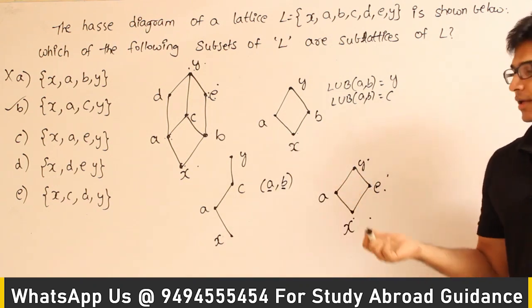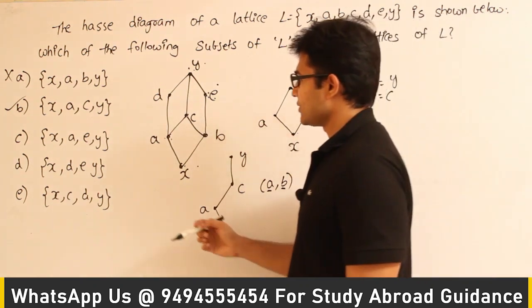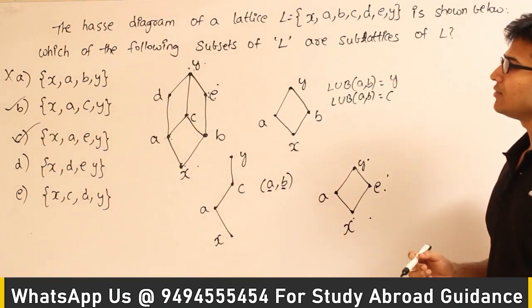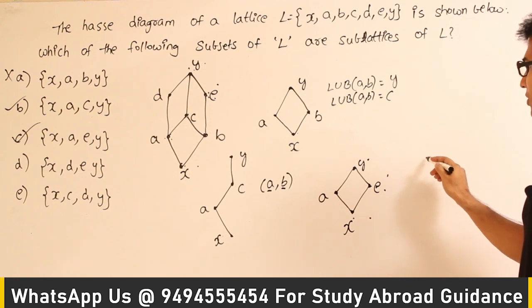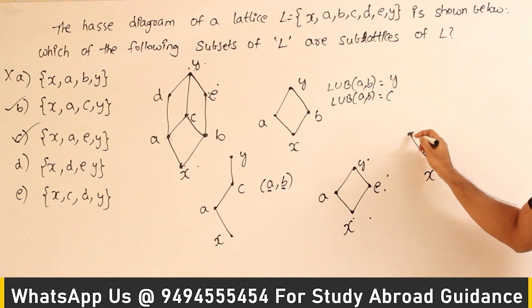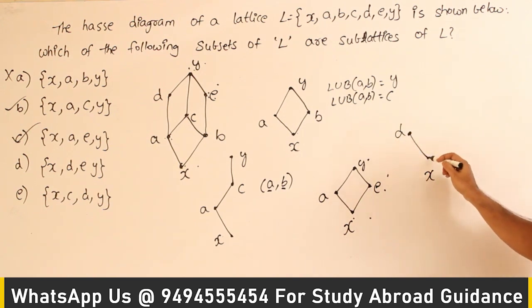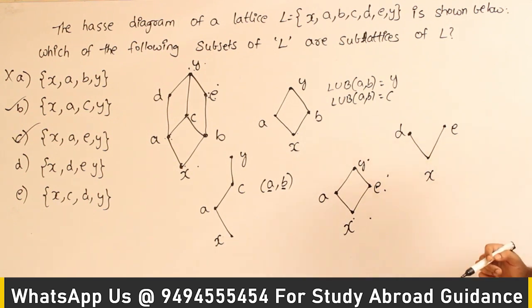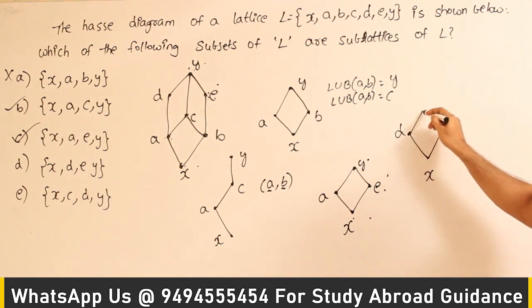So what can we say? It is a sublattice. It is definitely a sublattice. Now see the next one, X, D, E, Y. So you are going to have X here and D, E. So X is related to D through A and then E through B, transitive relation, that is why I am putting an arrow, and then Y here.